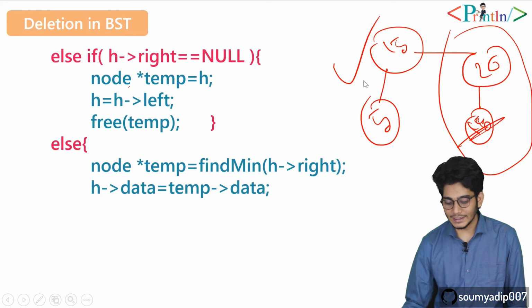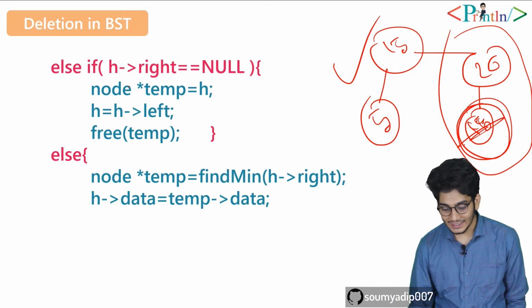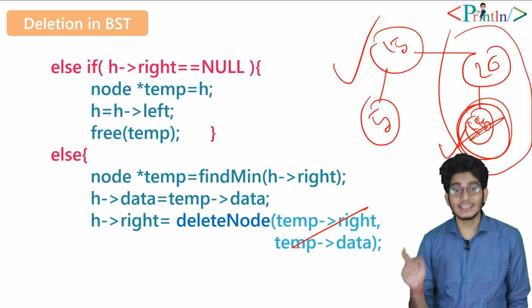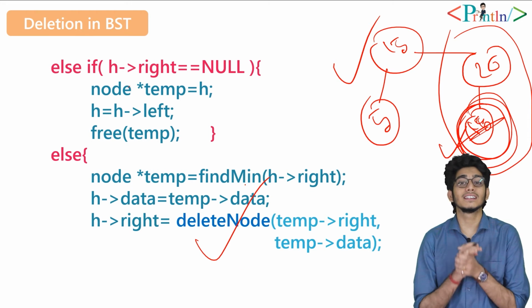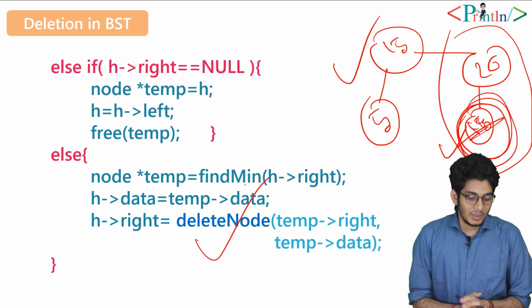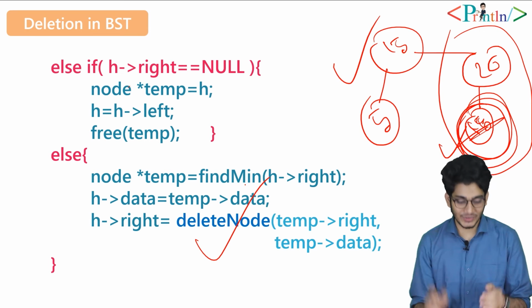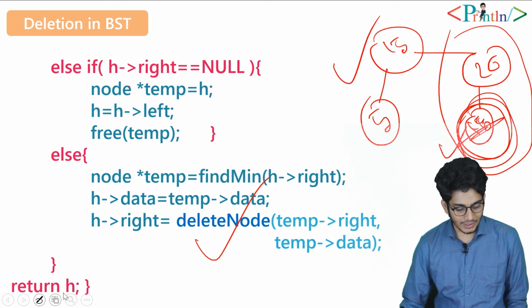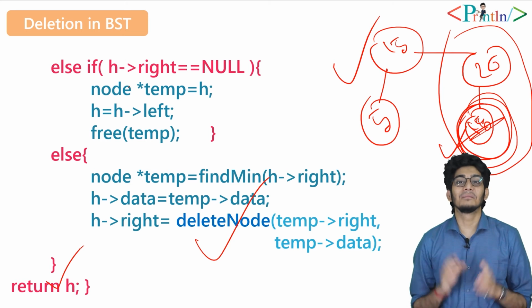Now what we'll do, we'll simply delete this 15. So we have to perform the recursive function for deleting this 15. We'll simply pass the right subtree and the key. So which key do we have to delete? We have to delete this 15. Then we'll simply perform the recursive function again. So this is how we can perform the deletion for a binary search tree. At last, we just simply have to return the updated subtree for every recursive call. So you can see that at last we are returning the h. So this is how we can perform the deletion for a binary search tree.